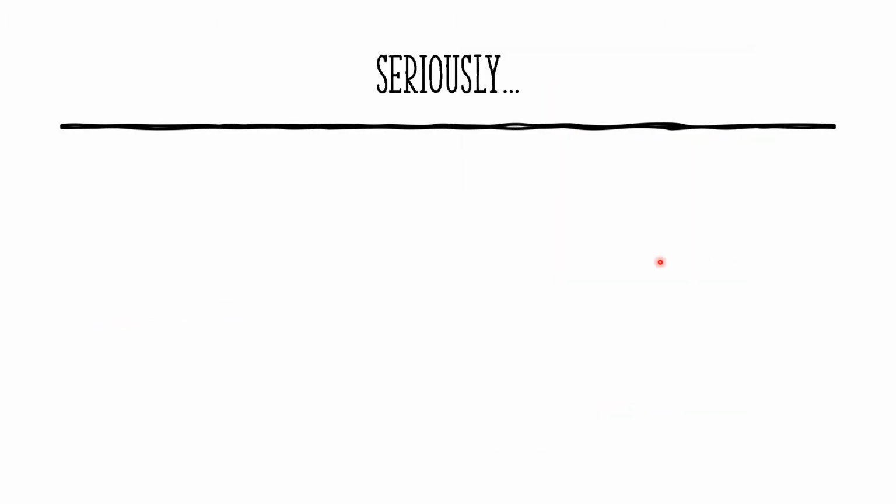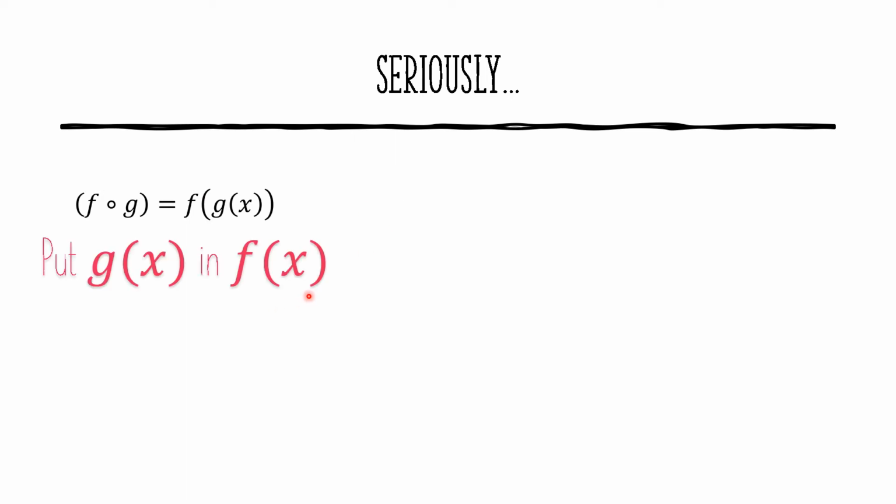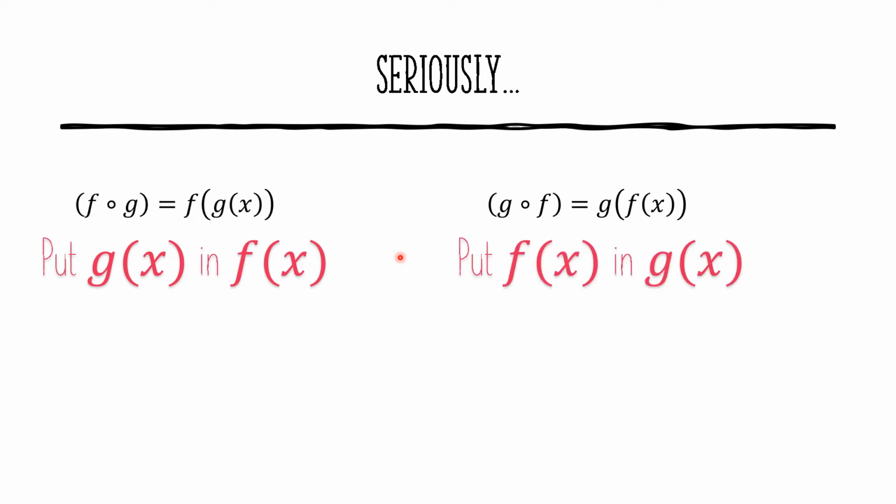But seriously, we could say that f circle of g is equal to f of g of x. In logic, we put g of x into f of x. On the other hand, if we want to go the other way, this is g circle of f. You put the value of f of x into g of x. So that's how it works.